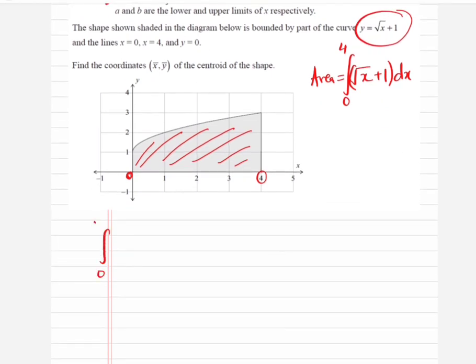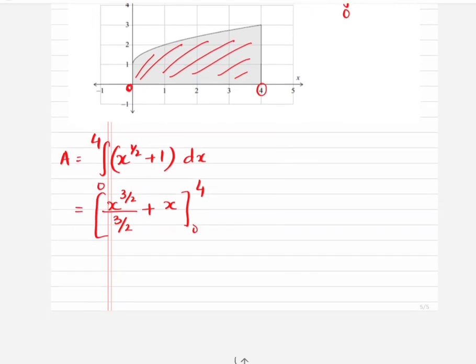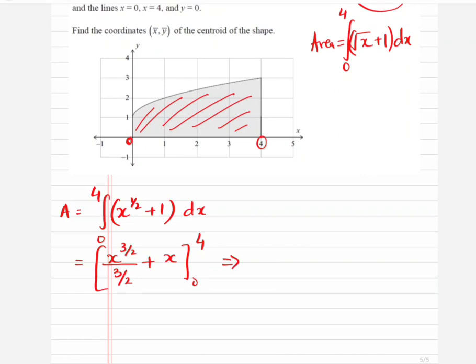So we have the integral from 0 to 4 of x to the power of half plus 1 dx, and this is giving us the area. That is now going to be x to the power 3 over 2 over 3 over 2 plus x, from limit 0 to 4. Now we substitute the values. First we put in 4: 4 to the 3 over 2 over 3 over 2 plus 4, and when we put 0 it's going to be 0.